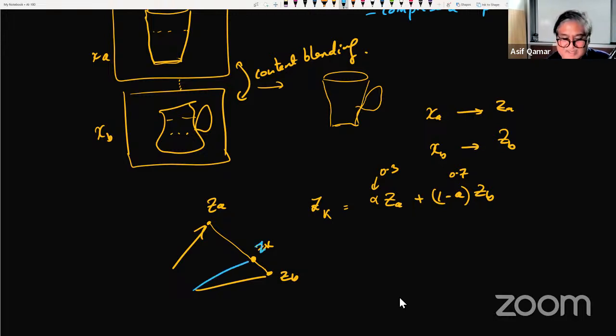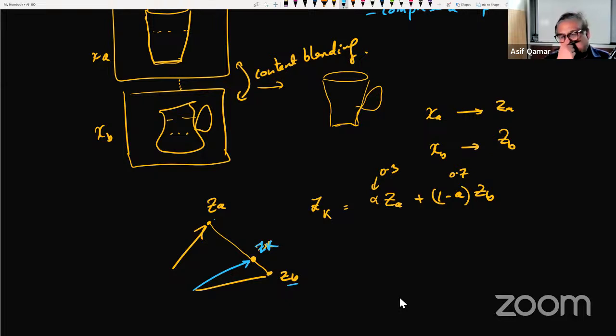This is ZK, right? It's a little bit of ZA and a little bit of ZB. You can choose how much of each. If you make alpha equal to 0, it will become ZB. If you make alpha equal to 1, it will become ZA, isn't it?